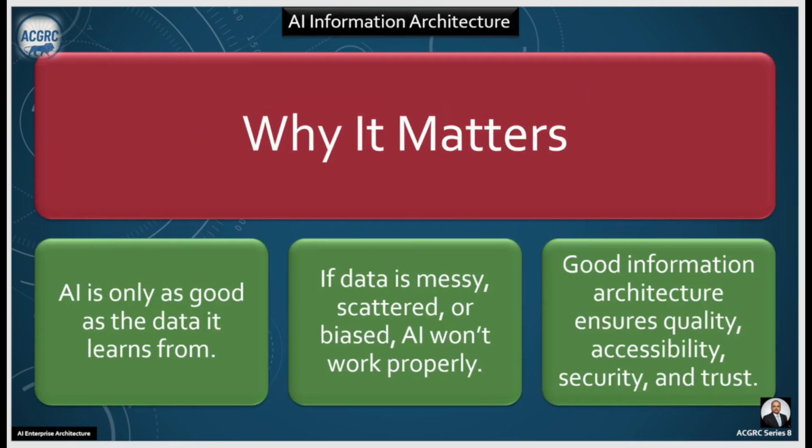Now, why does it matter? AI is only as good as the data it learns from. If data is messy, scattered, or biased, AI won't work properly. Good information architecture ensures quality, accessibility, security, and trust.